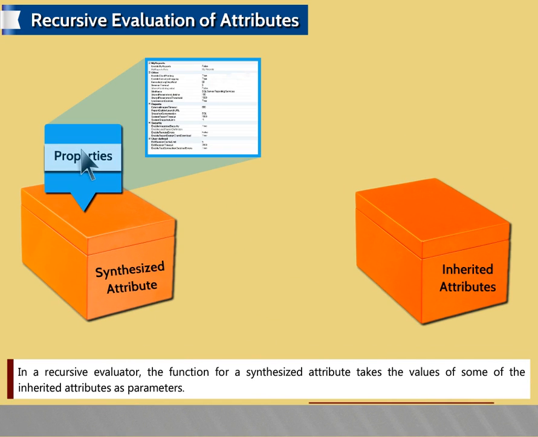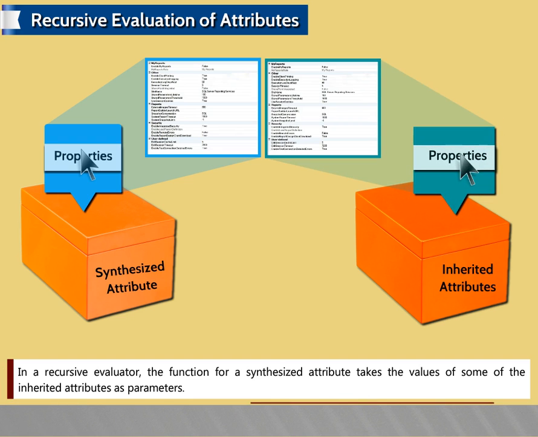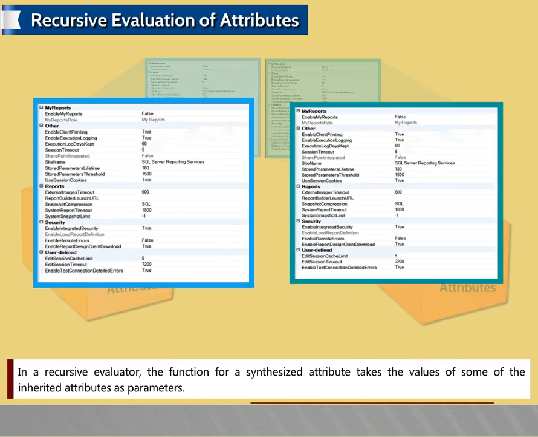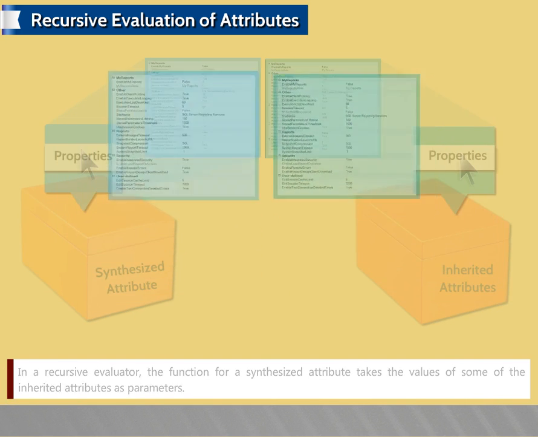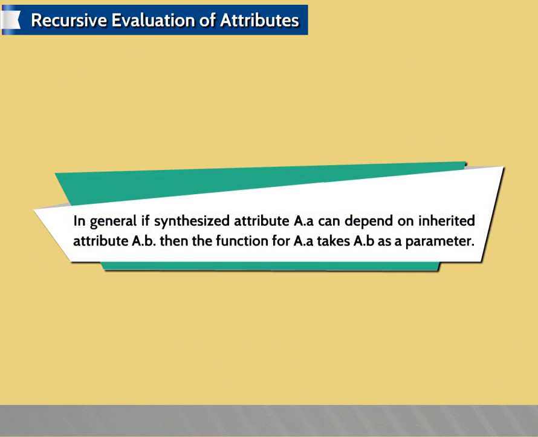In a recursive evaluator, the function for a synthesized attribute takes the values of some of the inherited attributes as parameters. In general, if synthesized attribute A.C can depend on inherited attribute A.B, then the function for A.C takes A.B as a parameter.